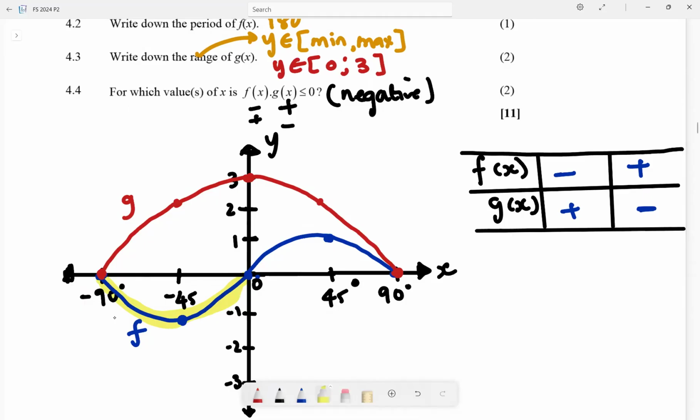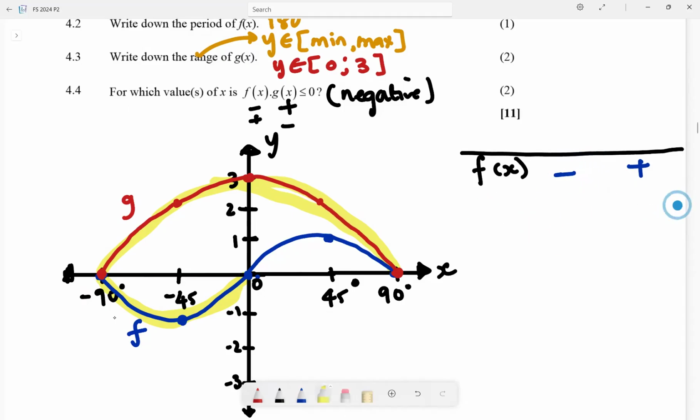There. Okay, from negative 90 to 0. Okay? We know from negative 90 to 0. Where is g of x positive? G of x is positive everywhere. Can you see that? Actually, this is not important. Actually, you don't even need the table because the table will confuse you.